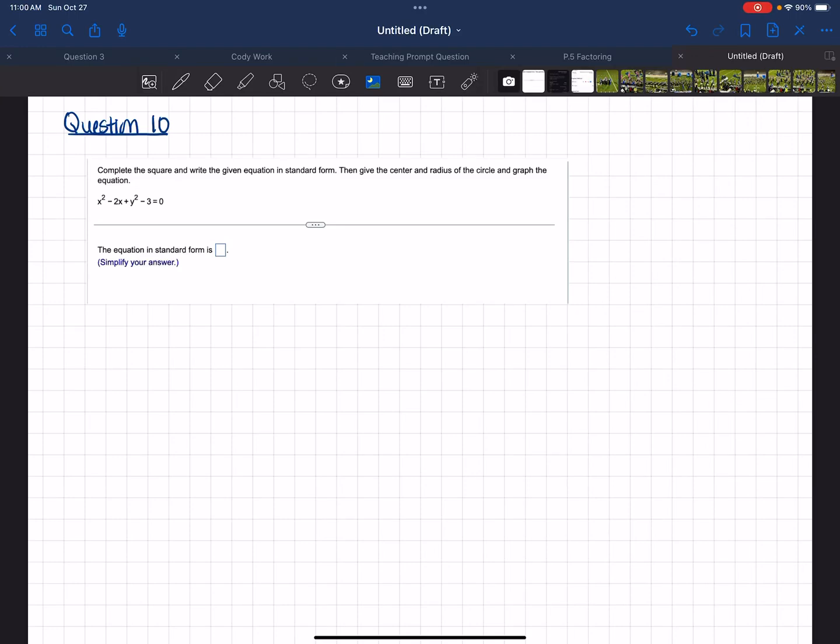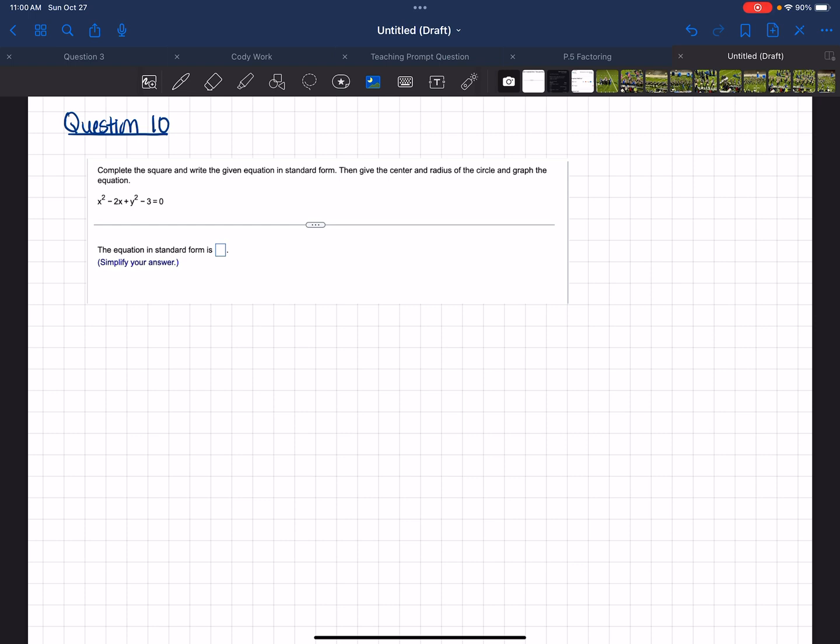Okay, so question 10 says complete the square and write the given equation in standard form. Then give the center and radius of the circle and graph the equation. So your 25, this is not the same question as you were talking about the 25, but it's going to do the same thing. It's coming from when we complete the square.